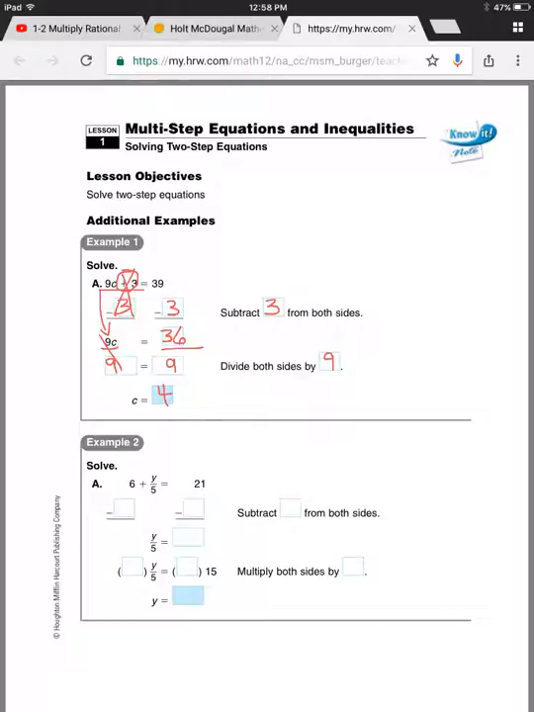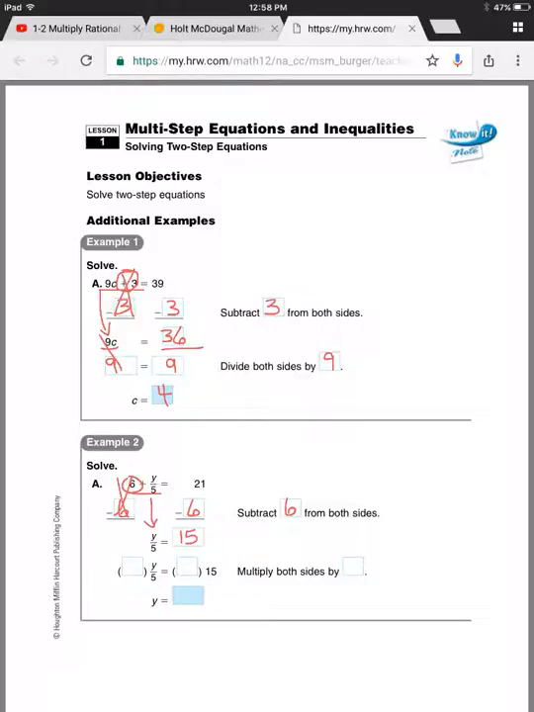Okay, next problem. We have 6 plus y over 5 equals 21. We look at the side with our variable, and we look at our constant. Right now, 6 is being added because there's no sign in front of it, so we do the opposite, and we subtract 6 from both sides. That cancels these 6's out. Our y over 5 comes straight down, and 21 minus 6 is 15.